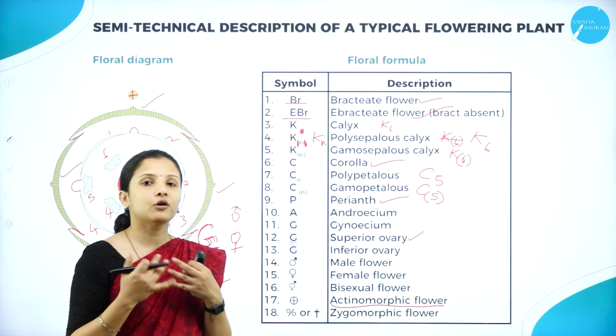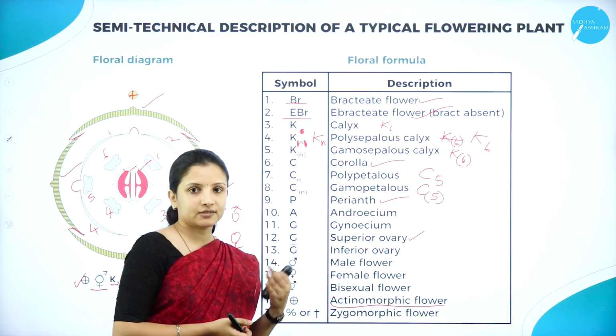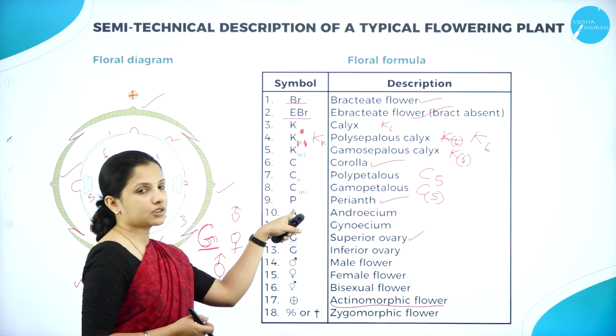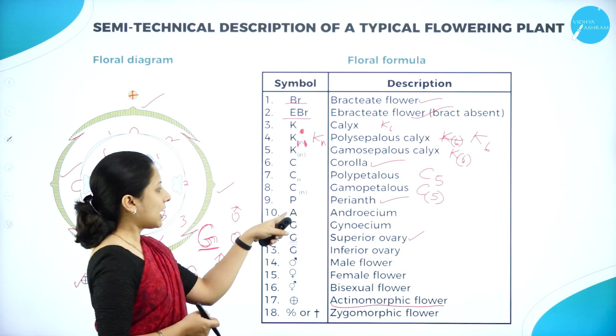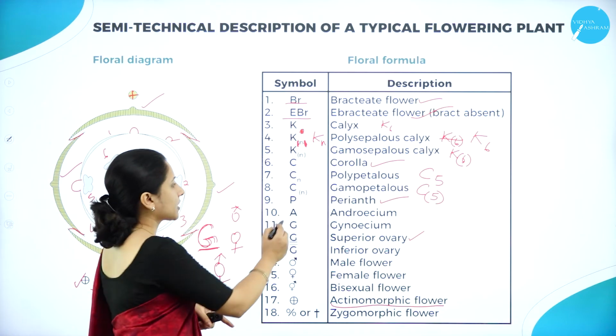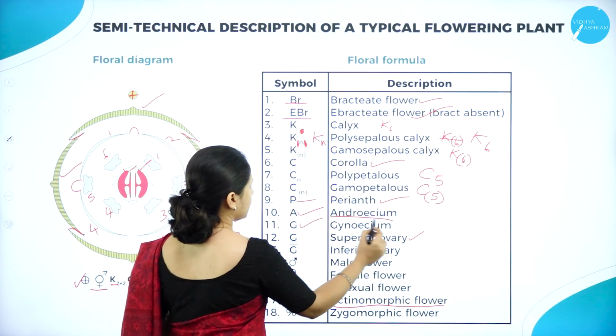Even the calyx will also be orange color. In such cases, it is considered to be the perianth. So if perianth is present, it will be represented by the symbol P. And if androecium is there, it will be represented by A. So gynoecium, it is G.